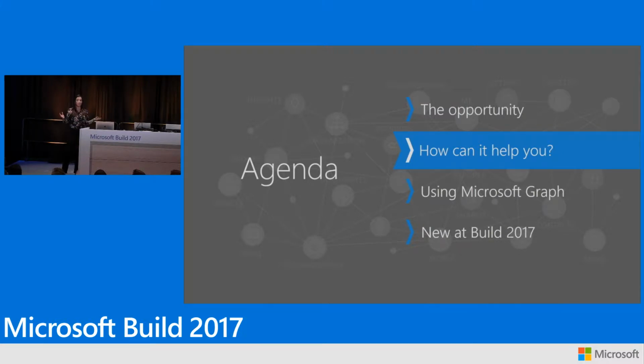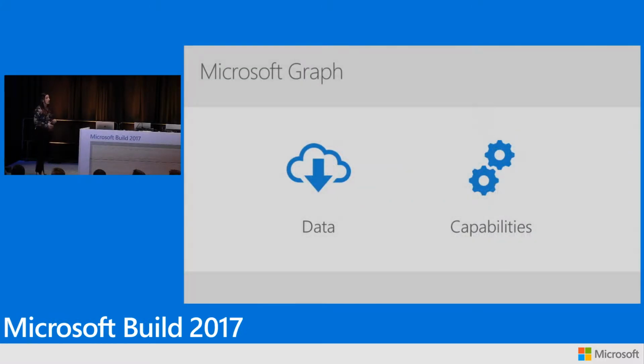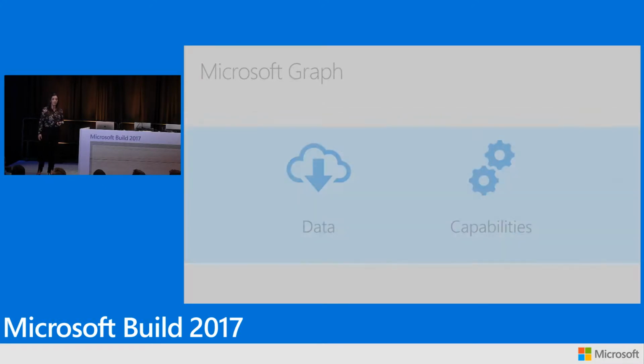So that's the opportunity. Lots of data, lots of users. Now, how can it help you? Let's start looking at what Microsoft Graph has to offer to you. There's two things. There's data available through the REST API endpoint, and there's a set of capabilities that the API supports so that you can make your application more performant or it's easier to build. Let's start with the data.